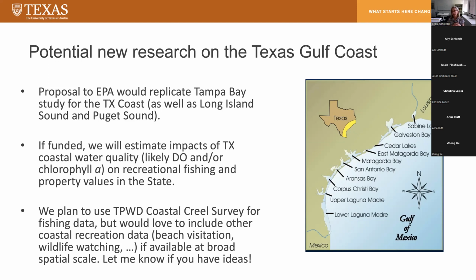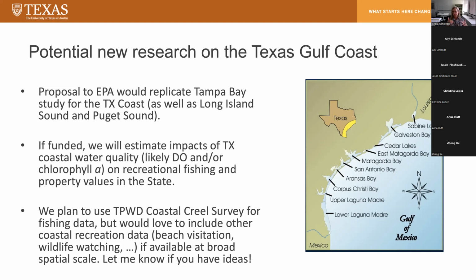And so we've heard recently, I should say, I don't want to jinx myself. As I mentioned yesterday, I'm going to knock wood when I talk about it, but we believe that proposal is going to be funded. So we're looking forward to getting started on some similar work for Texas, as well as the other two regions. Our current plan is to estimate the impacts of Texas coastal water quality, likely using either dissolved oxygen or chlorophyll A or both of those as the key water quality parameters.